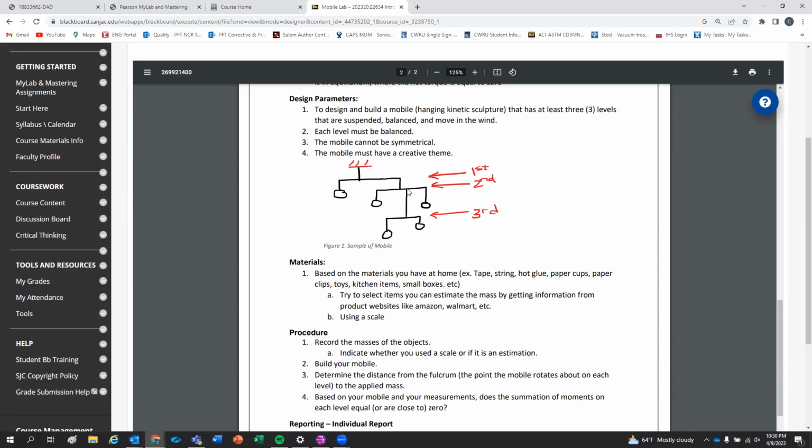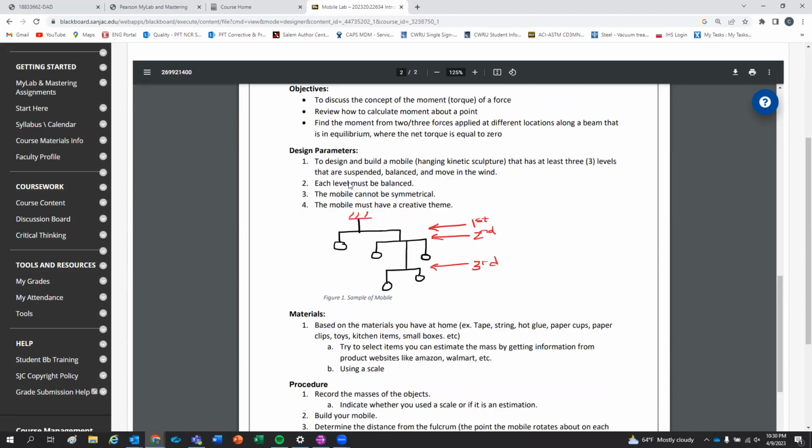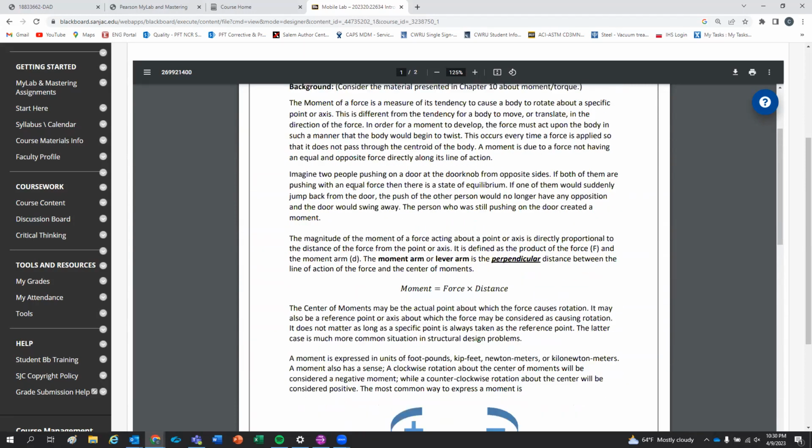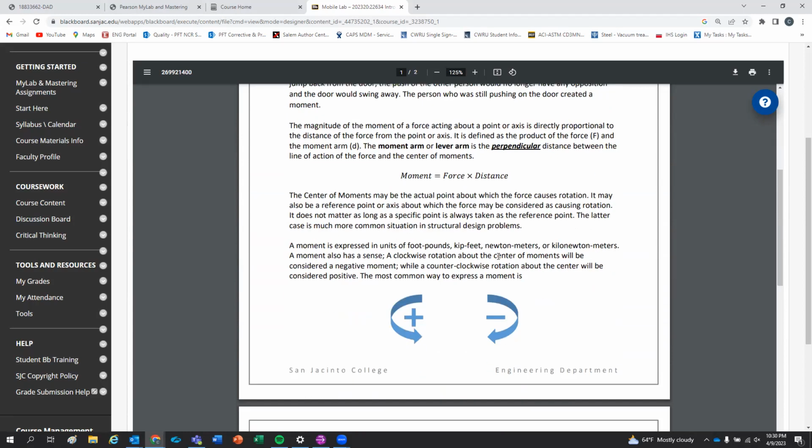You could honestly possibly get away with having 1 layer with 1 object, and then another layer with 1 or 2 or 3 objects. But the thing is, whatever you put on this layer here is going to have to balance this layer in addition to the first layer, right? And so again, the calculation, force times distance.